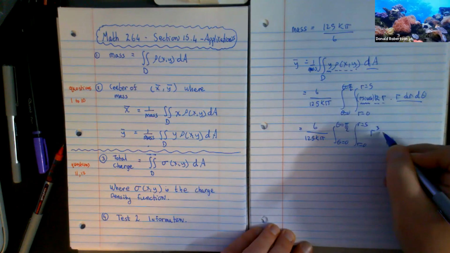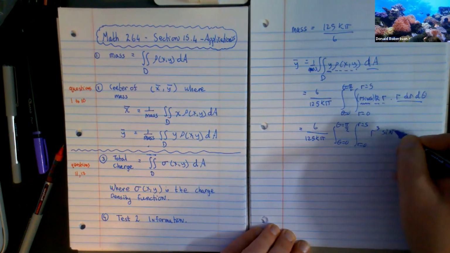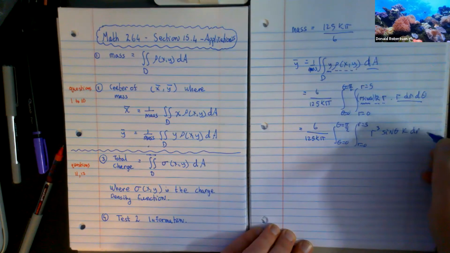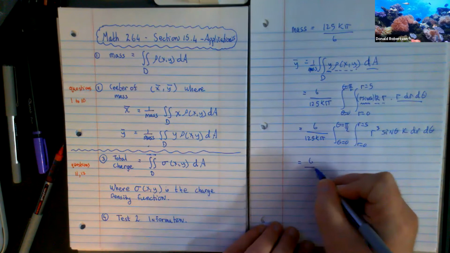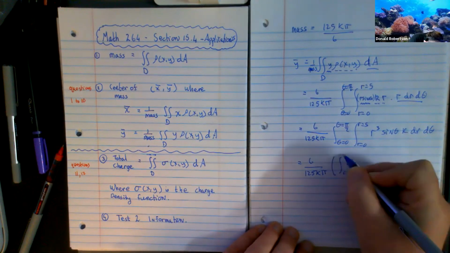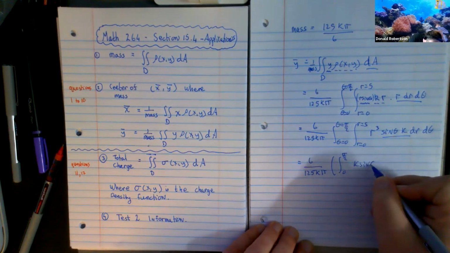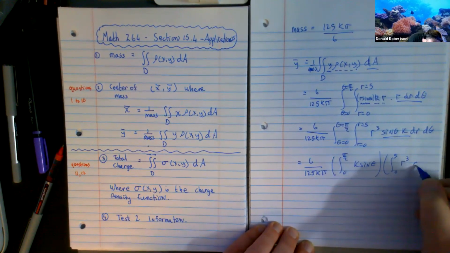r cubed. Okay, good. Yeah, I got an r cubed. I'm trying to think of where to put it. There's my sine theta. I'll stick my K at the end. Variable separable? Yeah. So 6 over 125 k pi, the integral from 0 to pi upon 2 of k sine theta, and the integral from 0 to 5 of r cubed dr.